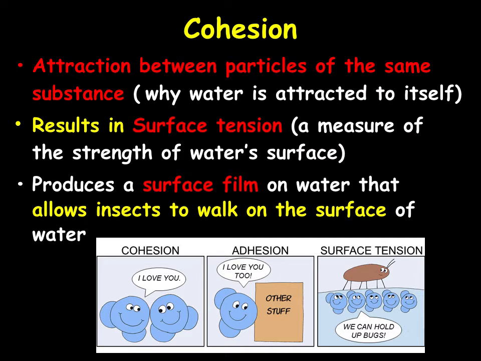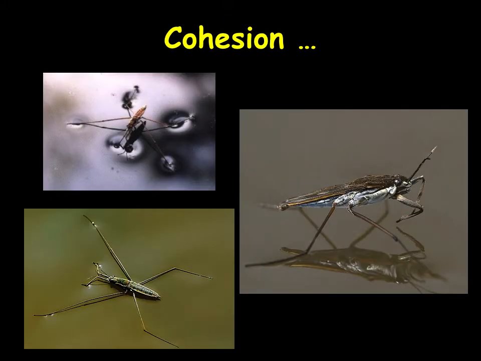Surface tension essentially creates a film on the top of the water, and it does a lot of different things. One of the things it allows is for small bugs to walk across the surface of the water. So you can see here some images of various different insects taking advantage of the surface tension of the water.